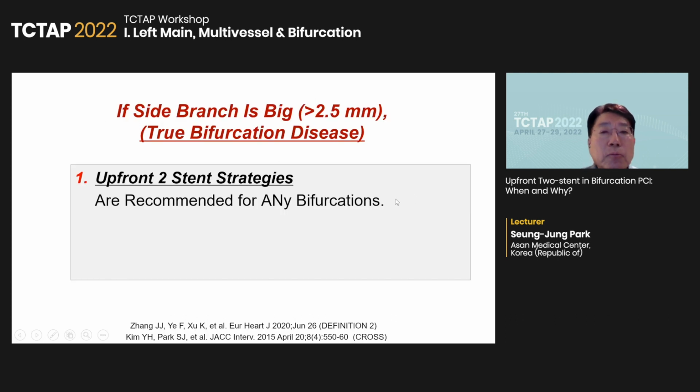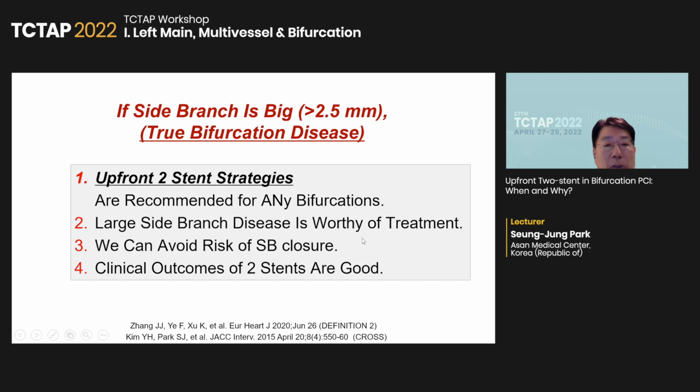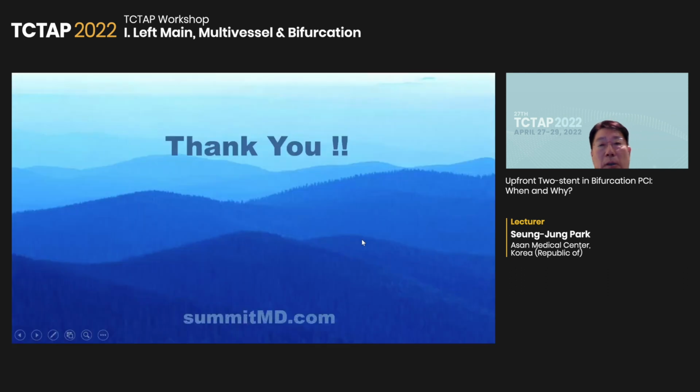So I'll draft a summary. If the side branch is big, more than 5 millimeters, a true bifurcation, upfront 2 stent is recommended. Large side branch disease is the worst to treat, and with 2 stents we can avoid the risk of side branch closure. Clinical outcomes of 2 stents are really good compared with the provisional single stent technique. Thank you for your attention.